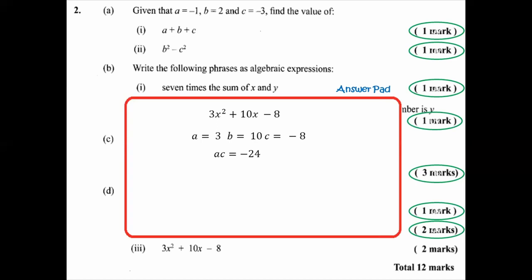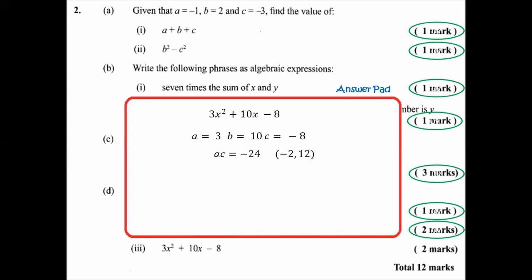We need 2 factors now. When we multiply them, we get the AC here, and when we add them, we get 10. So it's minus 2 and 12, the only possible pair that can give us that result. So minus 2 times 12 is minus 24, but when we add them, we end up with 10, the B term.